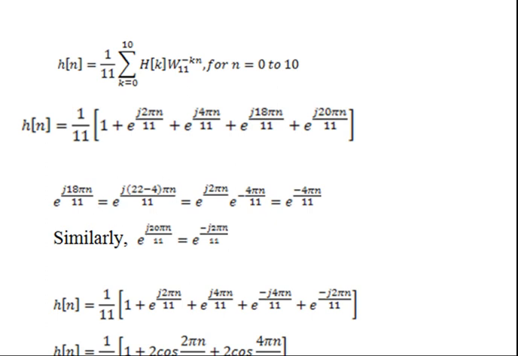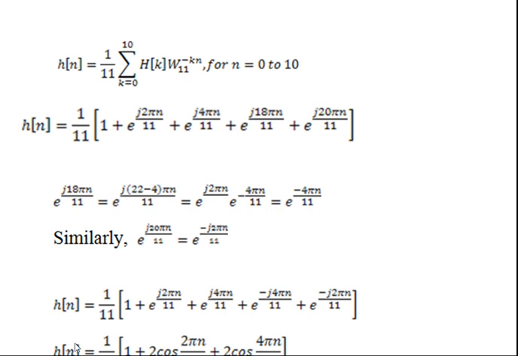And similarly, you can write this value, e to the power j 20 pi n by 11, as e to the power minus j 2 pi n by 11. Now you write it like this. Now you can simplify these e to the power j terms because you can combine this one with this one. That will be a 2 cos term, and this one with this one, that will be another 2 cos term. So it will be 1 by 11, 1 plus 2 cos of 2 pi n by 11 plus 2 cos 4 pi n by 11.